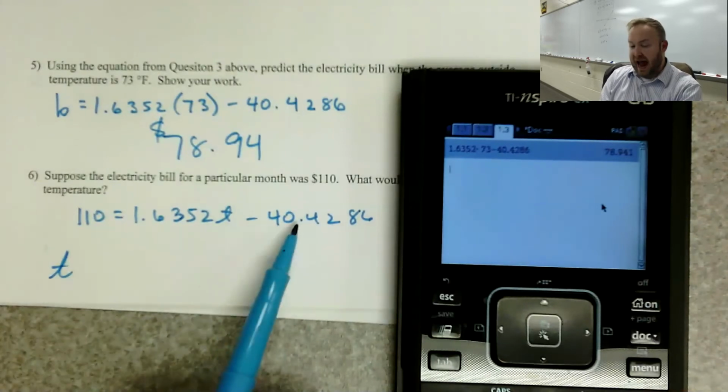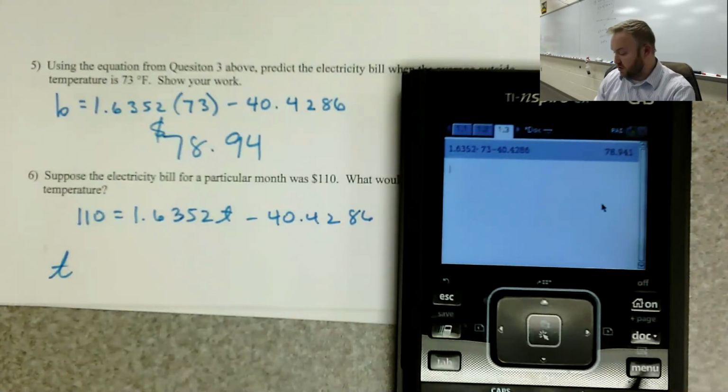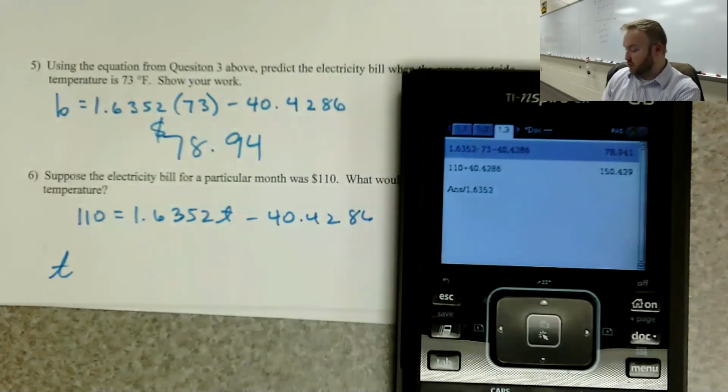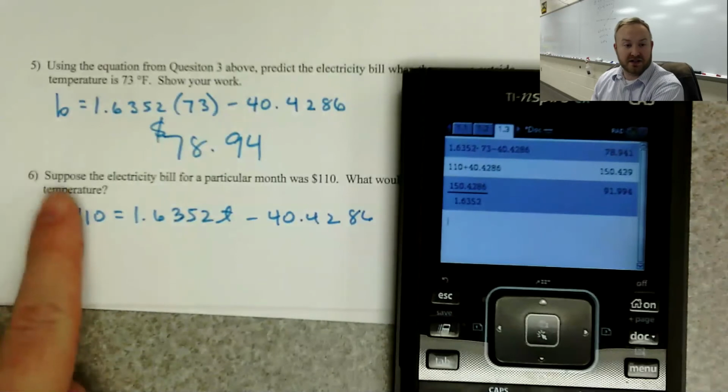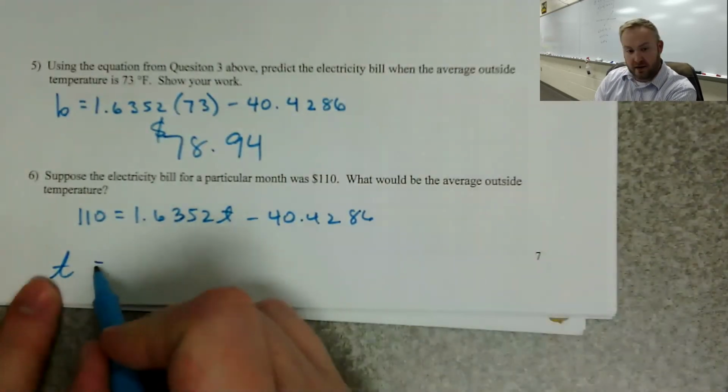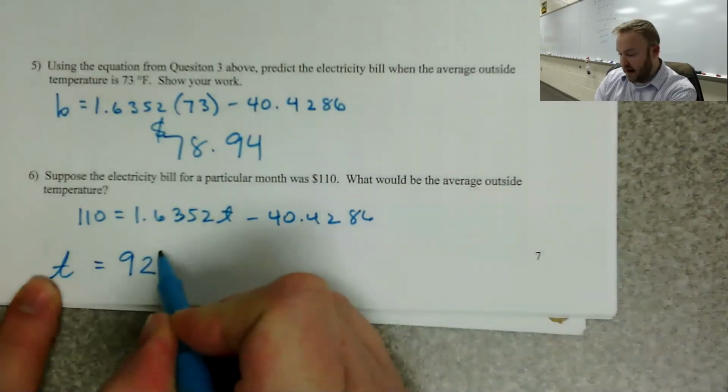So I'm going to start by adding the 40.42. So I'll take 110 and add 40.4286 and then divide that by 1.6352. I'm fine if you do that all on your calculator. I just need to see this setup. So we got 91.994. Let's just call that 92 degrees. Okay, so that's how we do those problems on our calculator, the regression problems.